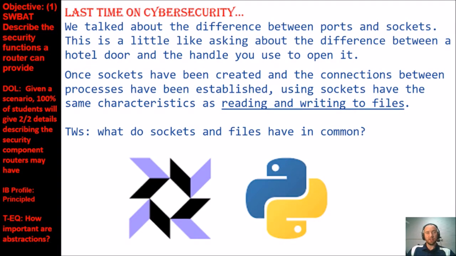And you might think to yourself, how can an entire lesson be on just routers? Well, they're a little more complicated than you might have initially thought. To start with, last time we talked about the difference between ports and sockets, and this is a little like asking what the difference between a hotel door and the handle of the door is. Now, once sockets have been created and the connections between processes have been established, using sockets has the same characteristics as reading and writing files.